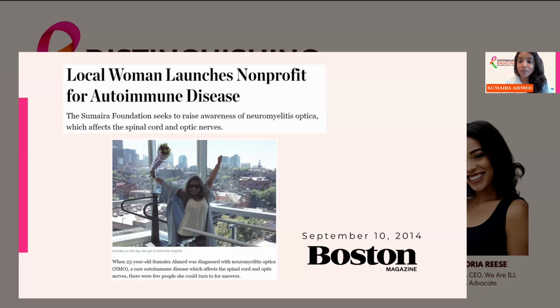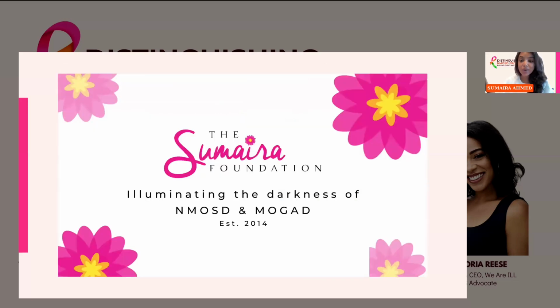So within a month of my diagnosis, I decided that I was going to go down this path of advocacy, something I had never done before. And so this is an article from the Boston Magazine that announced that I was going to be launching the Sumaira Foundation. And so here we are.